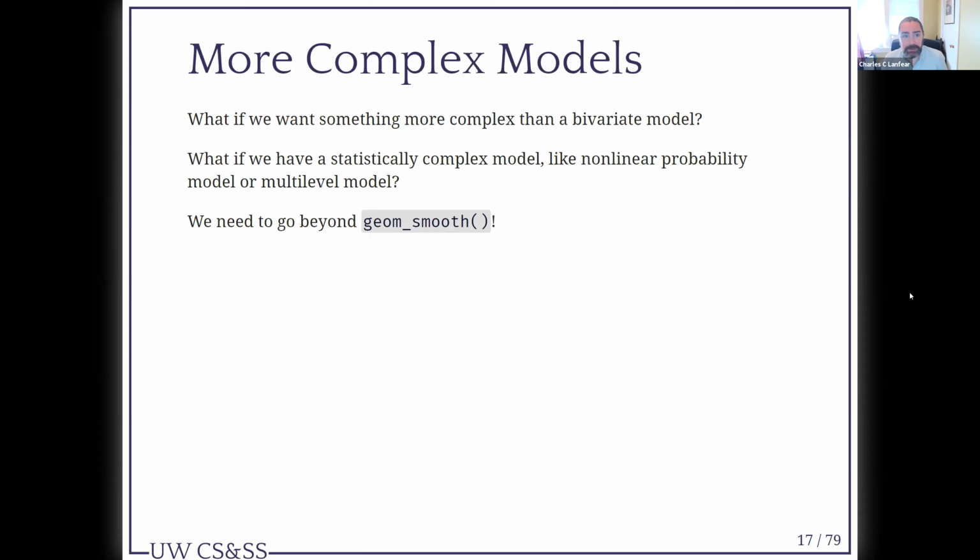So the thing is, what if you want to do something more complex than a bivariate model? What if you have any kind of more complex model? Maybe you have something like a nonlinear probability model. Maybe you've got multilevel models. Maybe you have more than one variable on the right side of the equation. If you want to do any of those things, you're going to have to move to something more advanced than just geom_smooth.